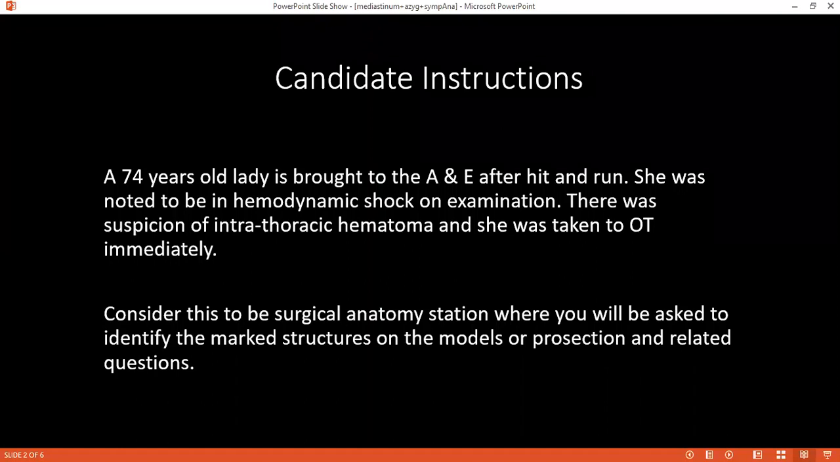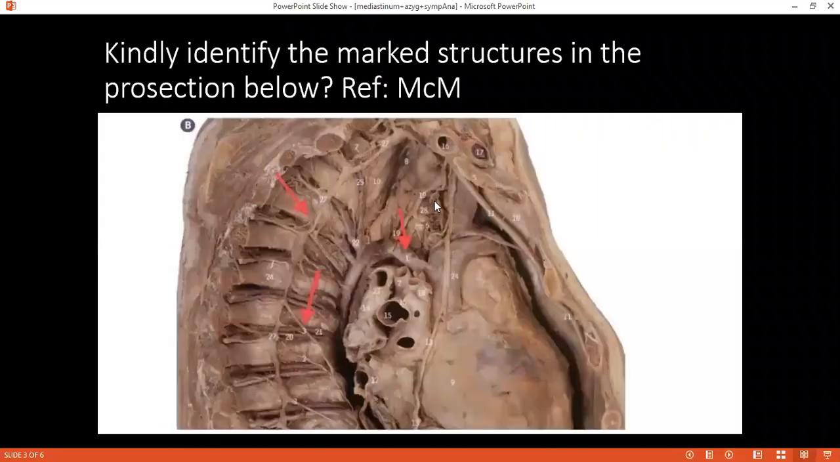Right, so if you have read and understood, considering it surgical anesthetization, kindly please tell me, what are you looking at? What are these arrows pointing at? What is this one? That is the sympathetic trunk, right? Can you please tell me the course of the sympathetic trunk, please?